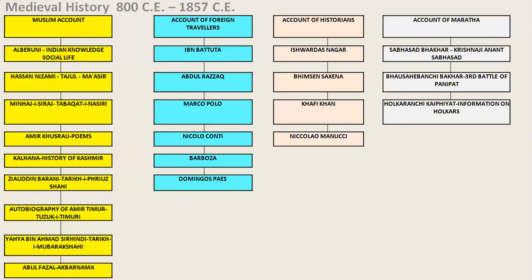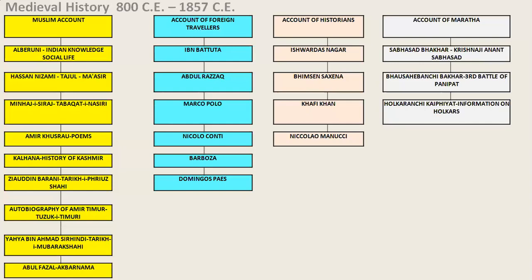You also have the Holkaranchi Kafiyat, which gives us a lot of information about the Holkars who were Sardars serving in the Maratha Navy. It tells us about the daring deeds done by many brave soldiers of the Holkar dynasty and how the Maratha Navy became very strong because of them.